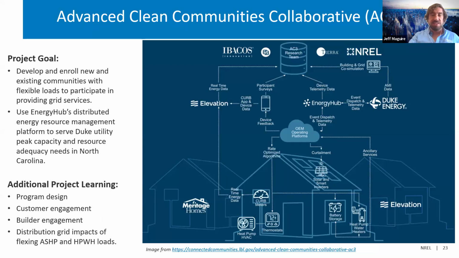Another DOE Connected Communities project that is using this tool is AC3, the Advanced Clean Communities Collaborative. This is a project based in North Carolina that's looking at controlling HVAC and water heating in both new and existing communities. We have some big builder partners who are building some new communities that are pretty efficient. They'll have heat pumps and heat pump water heaters, and also some smart thermostats. So we'll have some level of control as well as some water heater controls being deployed in these.